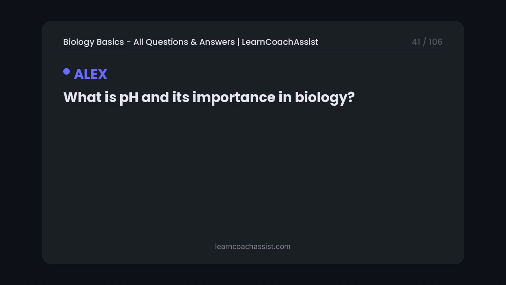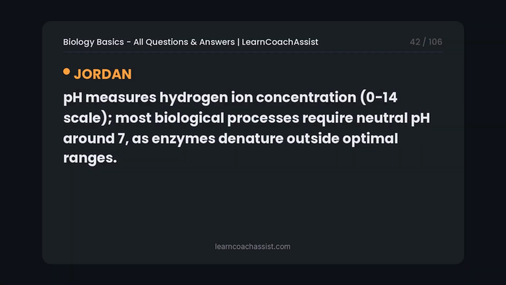What is pH and its importance in biology? pH measures hydrogen ion concentration, on a 0 to 14 scale. Most biological processes require neutral pH around 7, as enzymes denature outside optimal ranges.